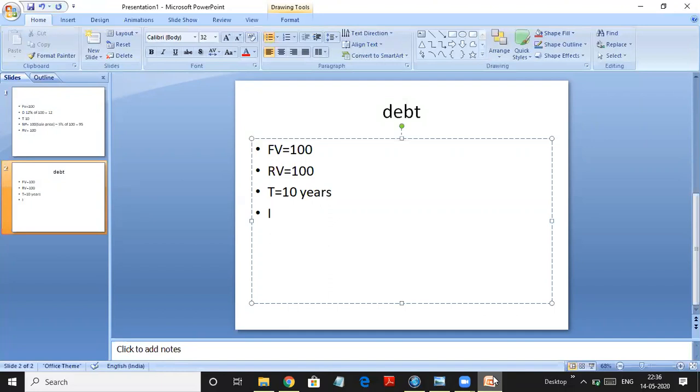Interest is 11% of face value, which is 11% of 100, which will be equal to 11 rupees.